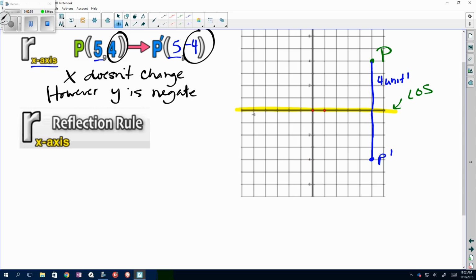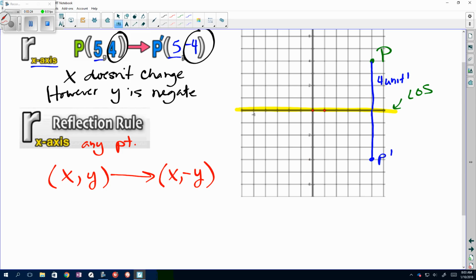So what you need to know, and this is our point of emphasis, is the reflection rule over the x-axis. We need to know what the rule is for any point. The rule states that if I have any point and I reflect it over the x-axis, the x stays, the y changes. And to show the negation, that's what we do, the -y.